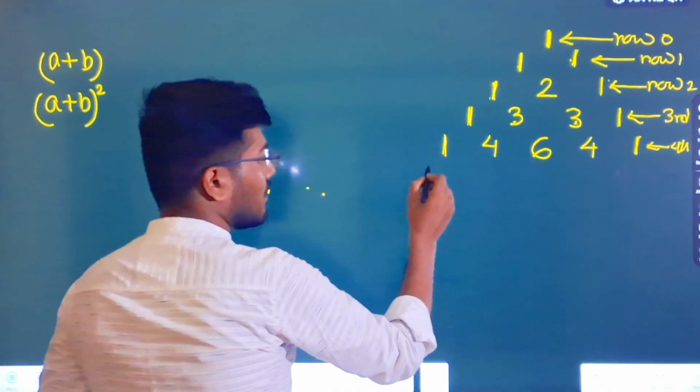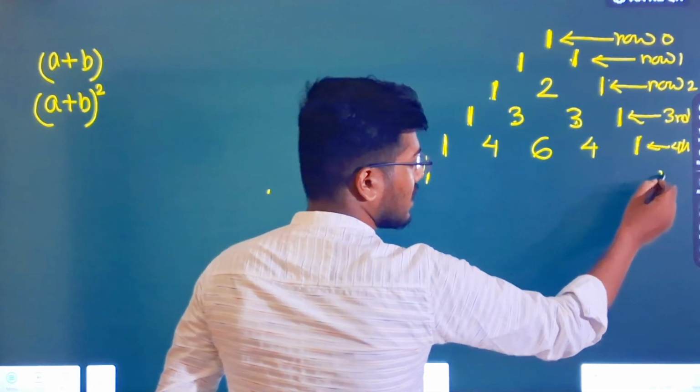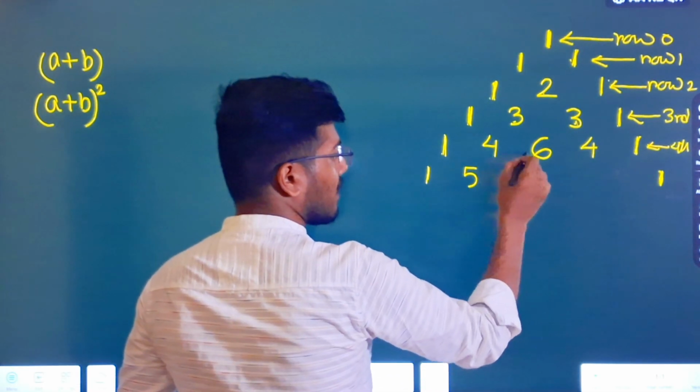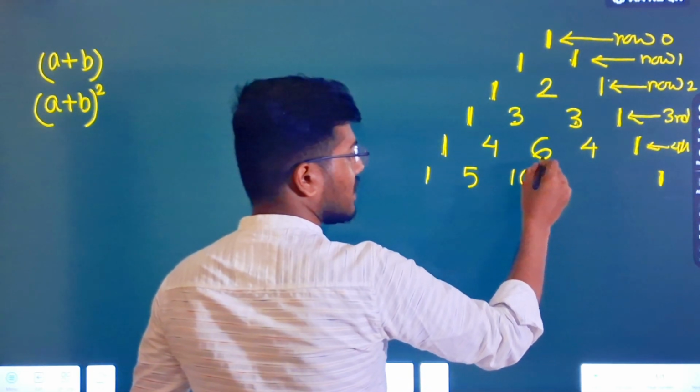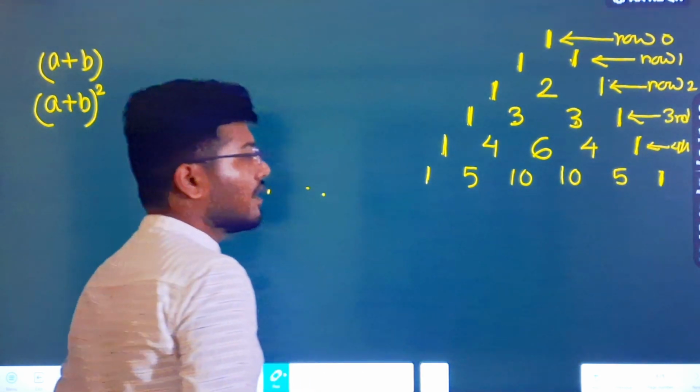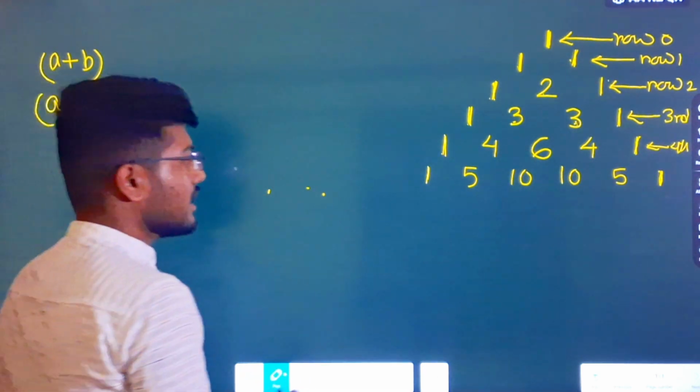Next one, we write down the 1 and 1. 4 plus 1 is 5. 4 plus 6 is 10. 6 plus 4 is also 10. And 4 plus 1 is also 5. Everyone, do you understand? Yes or no? This is the fifth row.